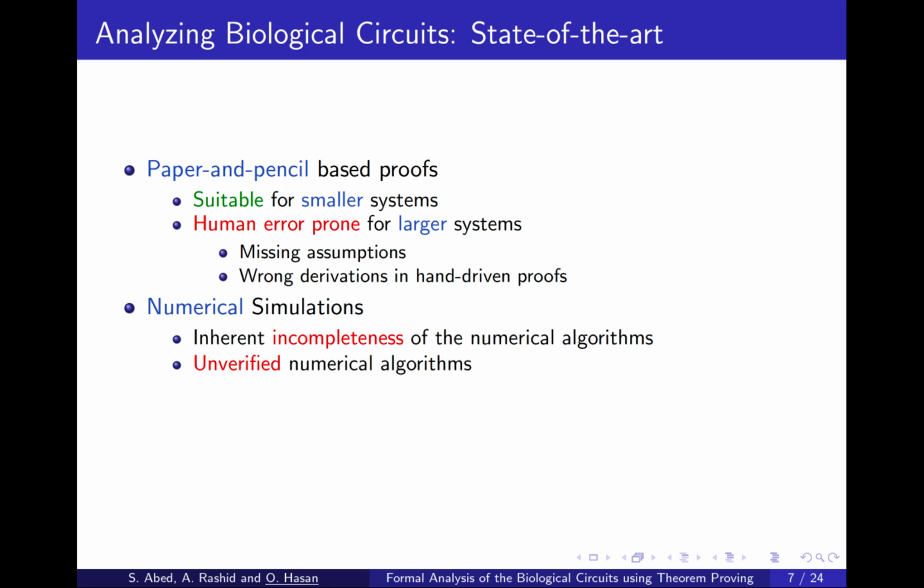But since the analysis is usually done based on sampling, the results cannot be categorized as complete. Moreover, the algorithms that are involved in the whole analysis process are not formally verified. So we do not really know that these algorithms are going to be doing what they're supposed to do. So they may mess up the whole analysis. So this is one of the other main limitations of numerical simulations. So we can conclude that none of these existing techniques offer an accurate and complete analysis. And given the safety critical nature of synthetic biology and its applications, it's very important to have a technique that allows us to achieve accuracy and completeness.